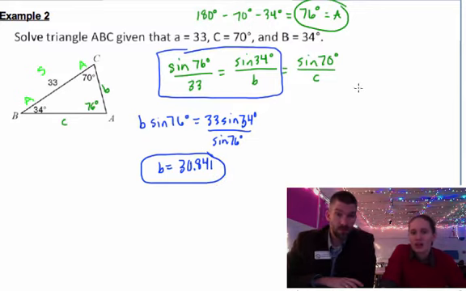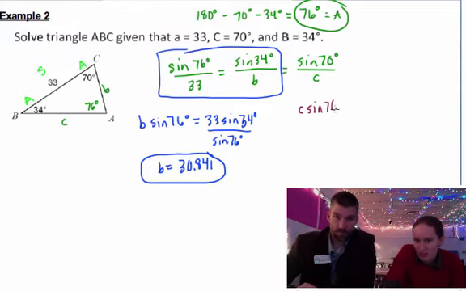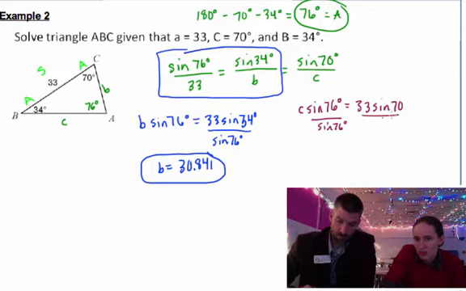Okay. And then we are not going to use the middle here. We don't use the middle, this and this. So you may need to rewrite it to be able to see it. It depends on just how visionary you are. Okay, C times sine 76 equals 33 times sine 70. So divide by sine 76 on both sides to solve.